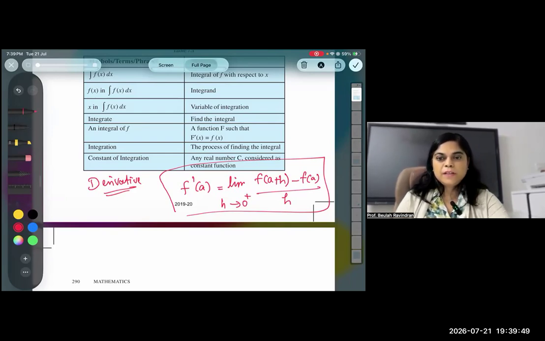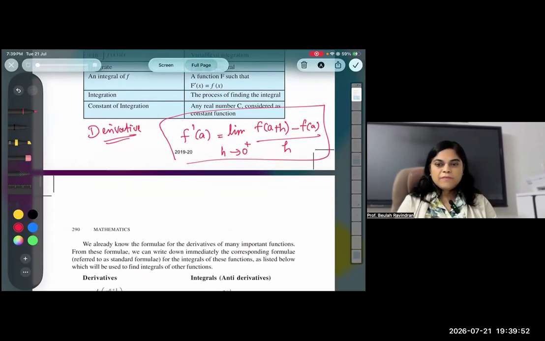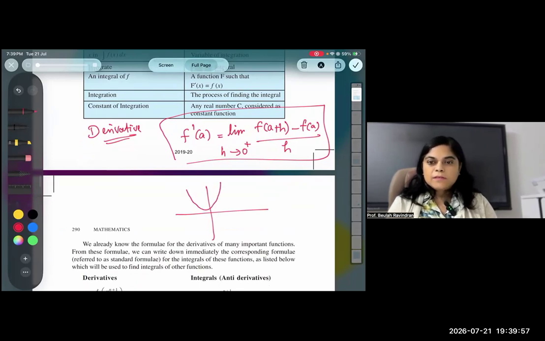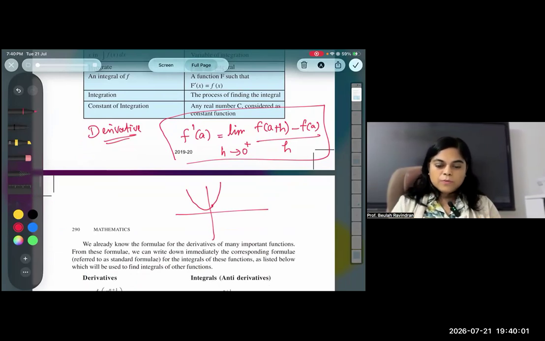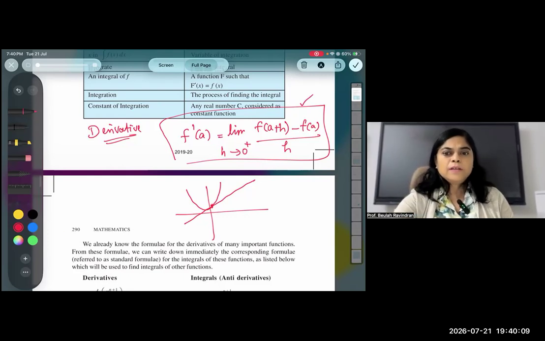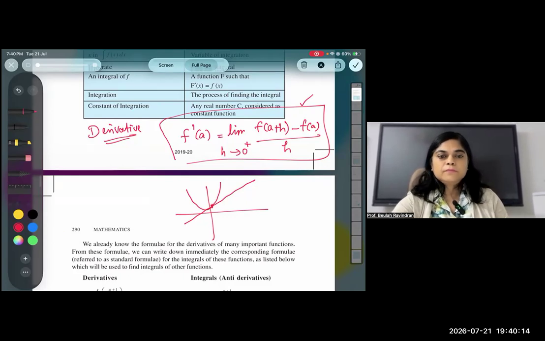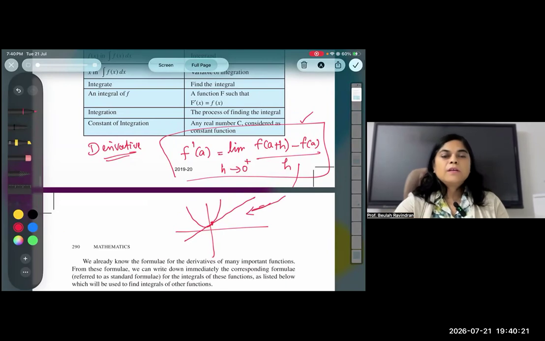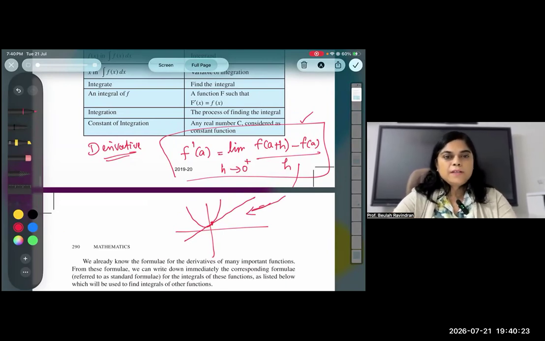We saw that, right? Suppose you draw a graph like this, I mean the curve. For this curve, this particular thing is a slope. I can say it is the slope of the tangent to this particular curve, f prime of a. And all this we have learned already.